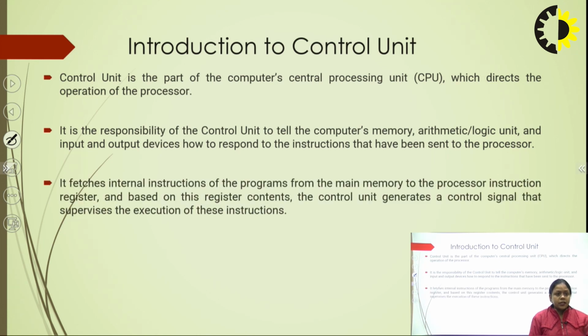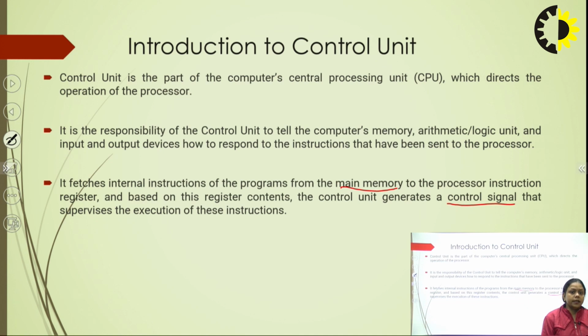It fetches instructions of the program from the main memory to the processor's instruction register, and based on the contents of this register, the control unit generates control signals that supervise the execution of these instructions. It means the work of the control unit is to generate control signals. These control signals control the overall operation of the ALU, registers and other parts of the CPU. So we can say the control unit is a very important part of our computer system. Now the question is how we can implement this control unit. What are the ways to implement it?